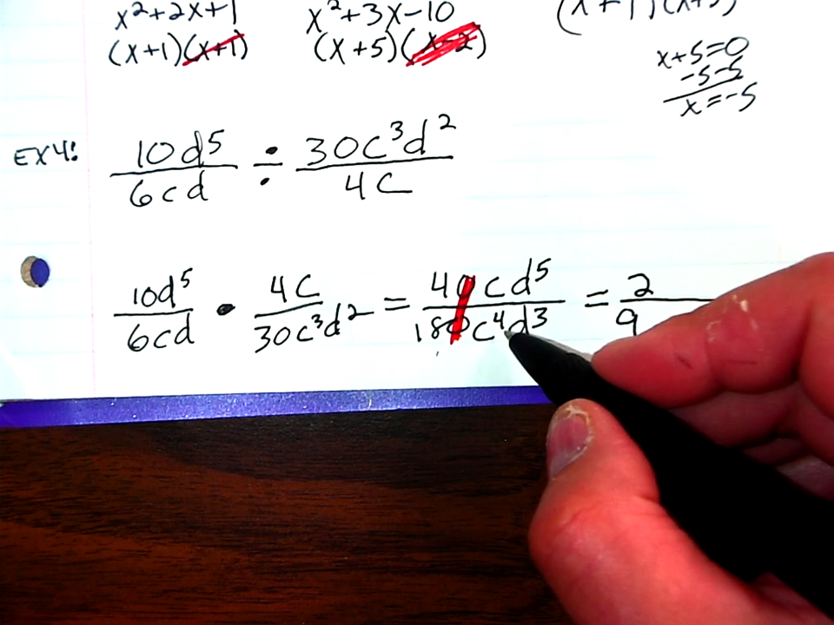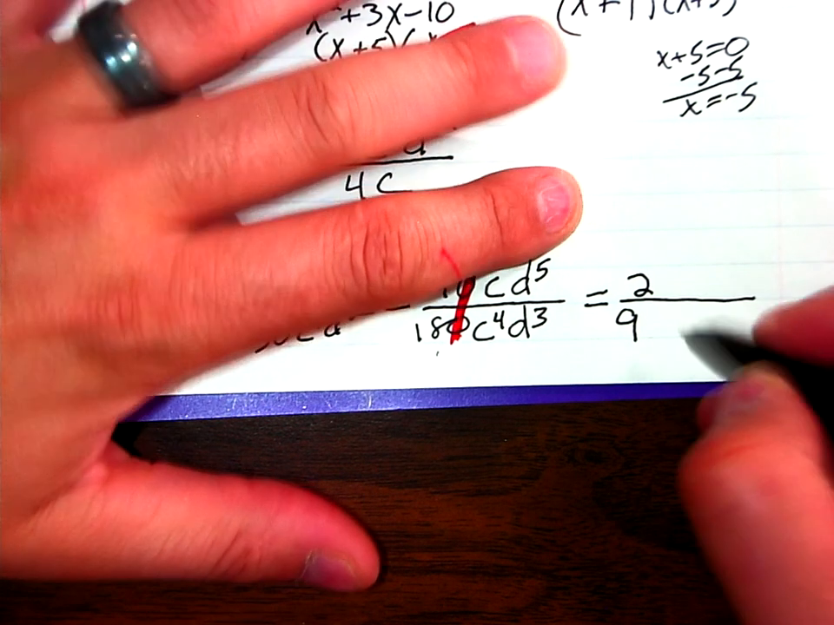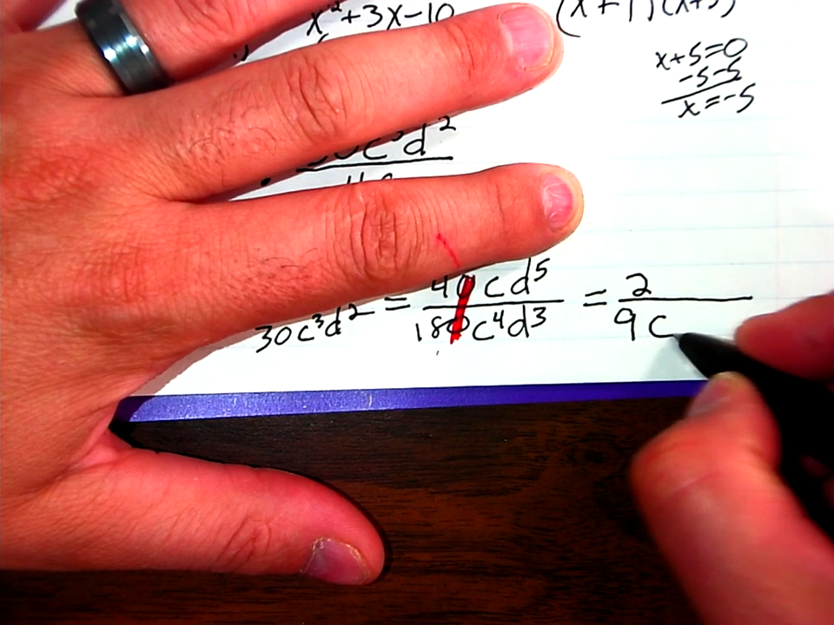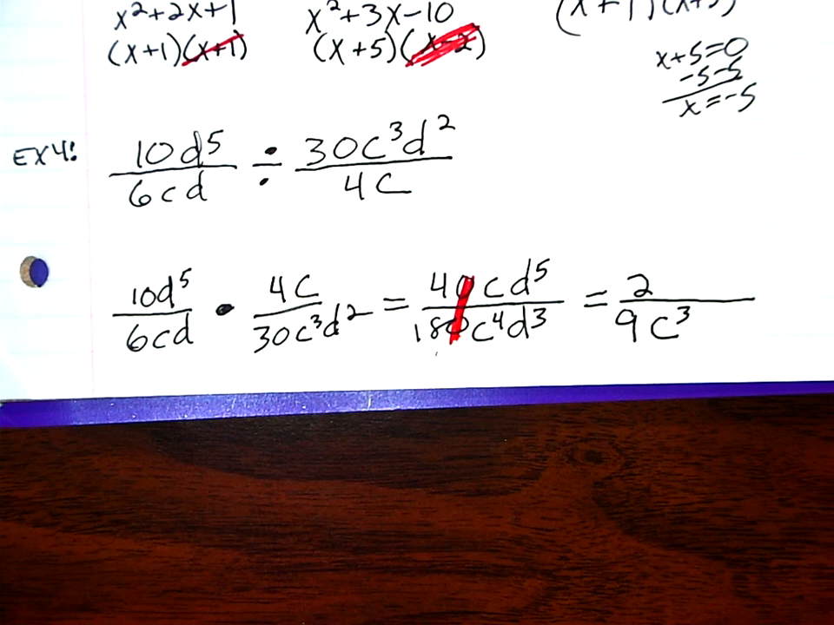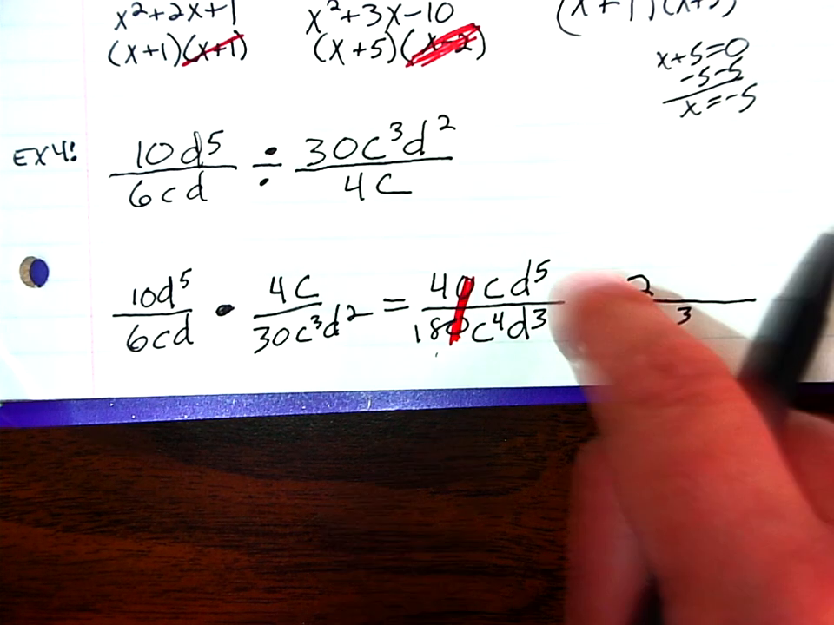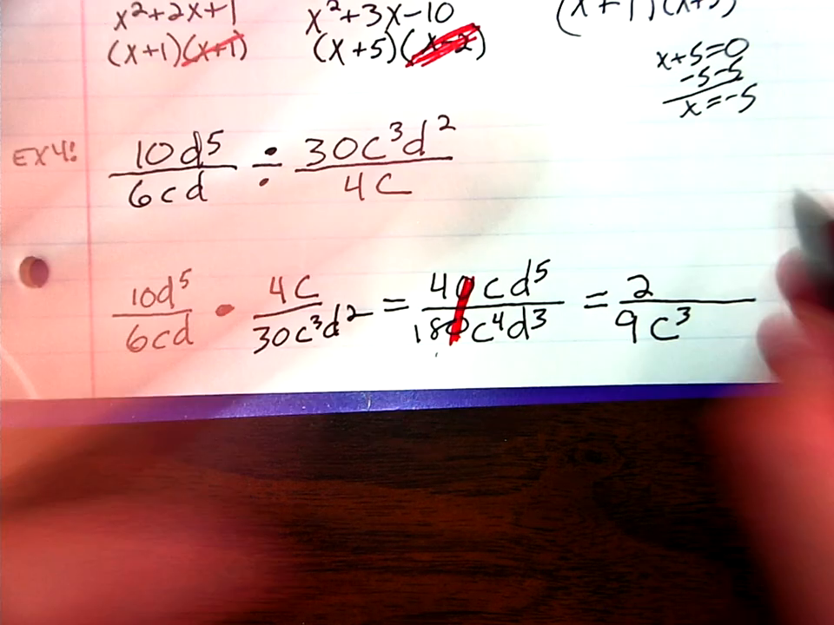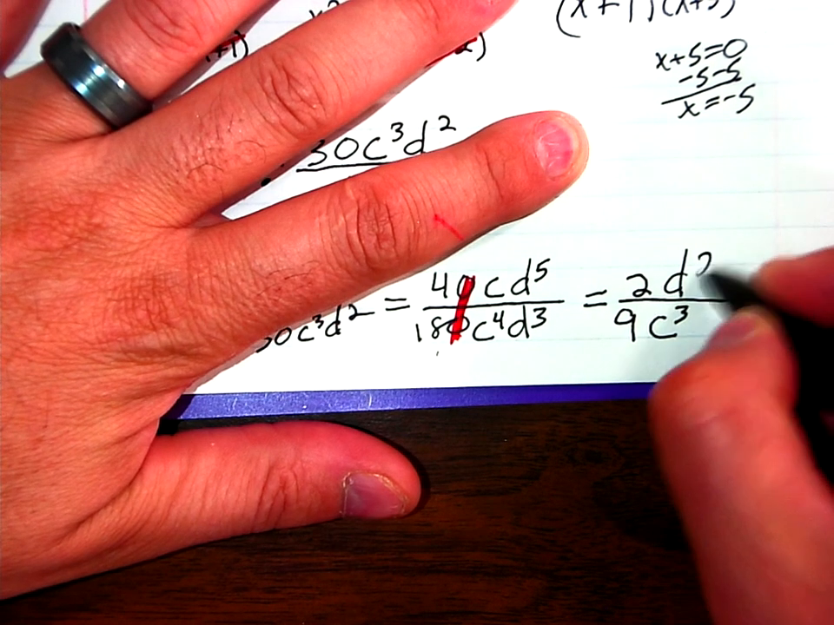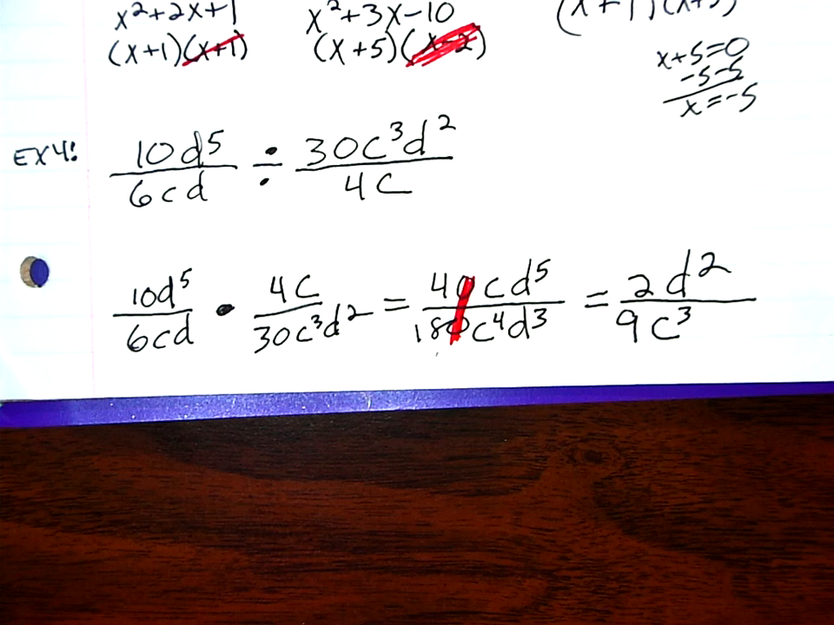1 minus 4 is negative 3, so that's going to give me a C cubed on the bottom. If it's negative, it goes on the bottom. If it's positive, it goes on top. 5 minus 3 is 2, so that is your final answer. C cannot equal 0 and D cannot equal 0, which is pretty standard.